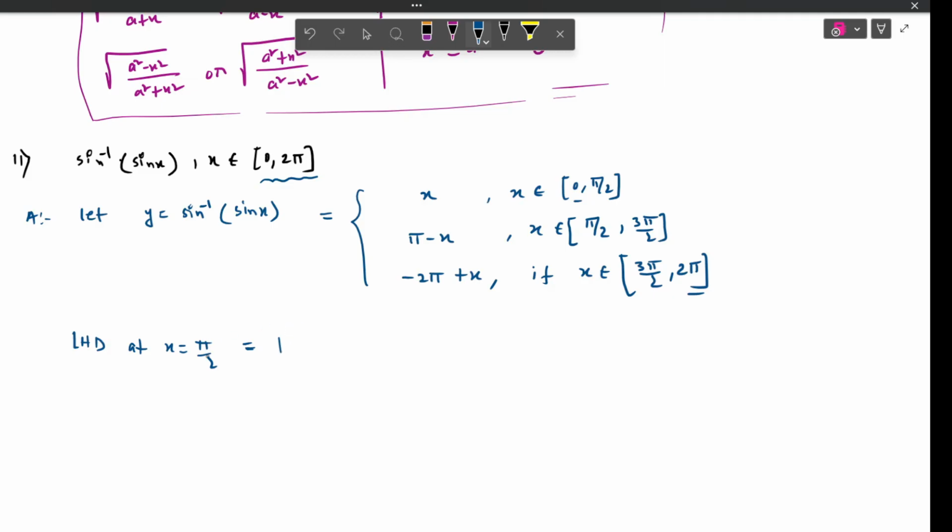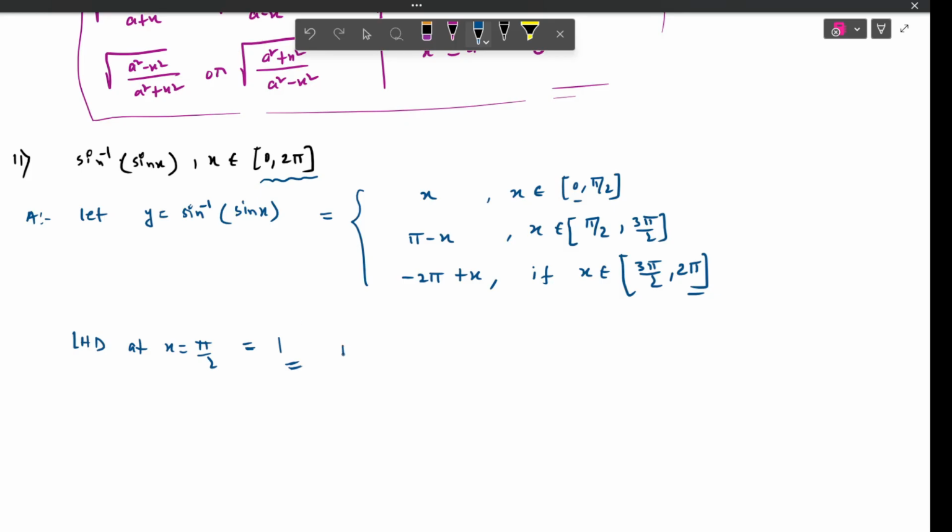And if you want to find out the left hand derivative, and you are not getting how it came as 1, then go through our differentiability chapter. There, we have discussed very well how to find out the left hand derivative and right hand derivative. Okay.